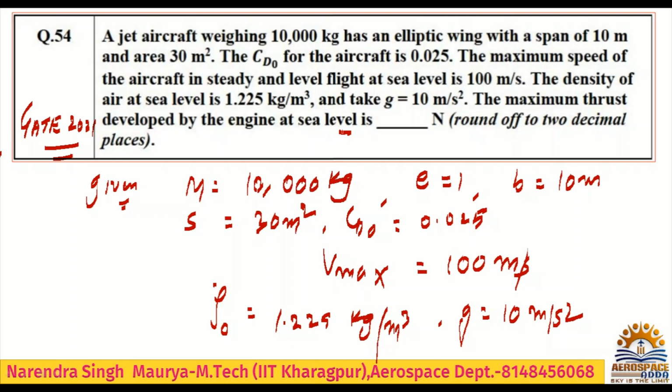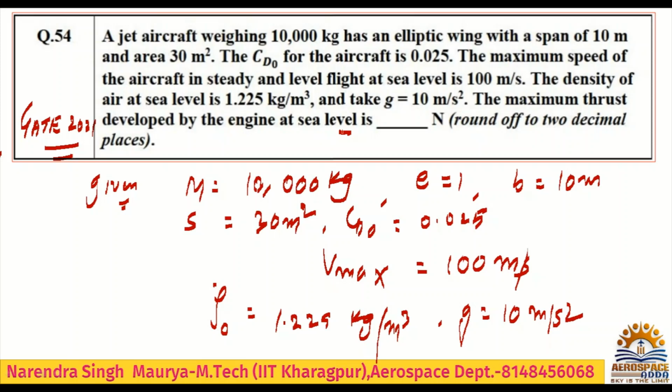It's a very clear problem. A jet aircraft weighing 10,000 kg has an elliptical wing with a span of 10 meters and area 30 meter square. The CD naught for the aircraft is 0.025. The maximum speed of the aircraft in steady and level flight at sea level is 100 meters per second. The density of air at sea level is 1.225 kg per meter cube, and take g is equal to 10 meter per second square. Okay, the maximum thrust developed by the engine.